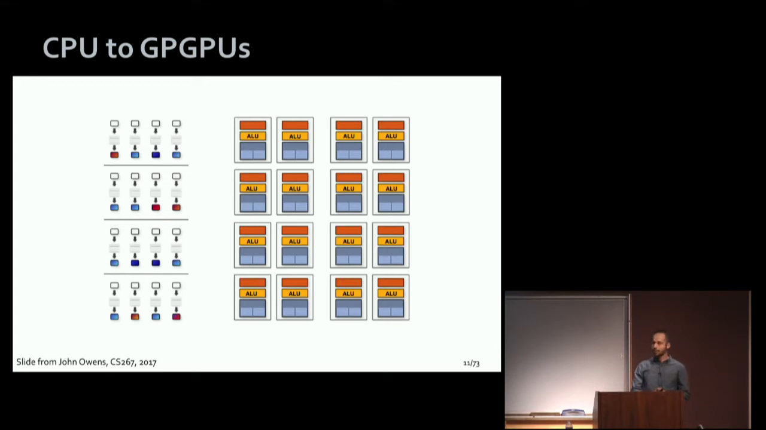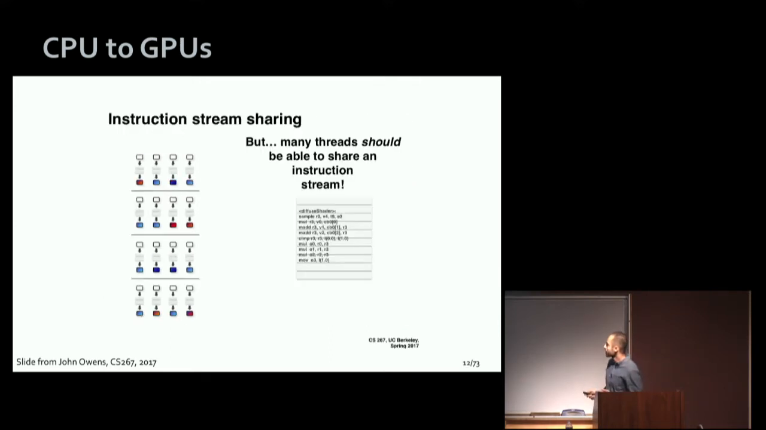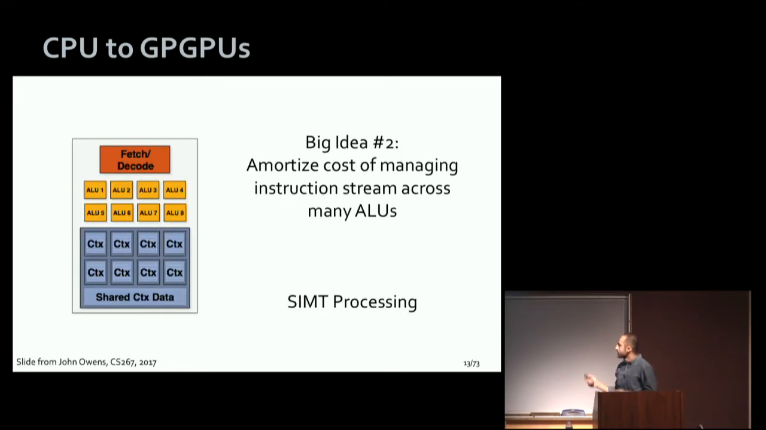So I can actually share the fetcher and decoder for many of these ALUs. That was the next idea. If I look at the code, for example, for computing the bitmap, I can see that many of the instructions are the same. So why bother putting individual private fetcher and decoder for all of these ALUs? I can instead put one, and all of these ALUs will share the same fetcher and decoder.